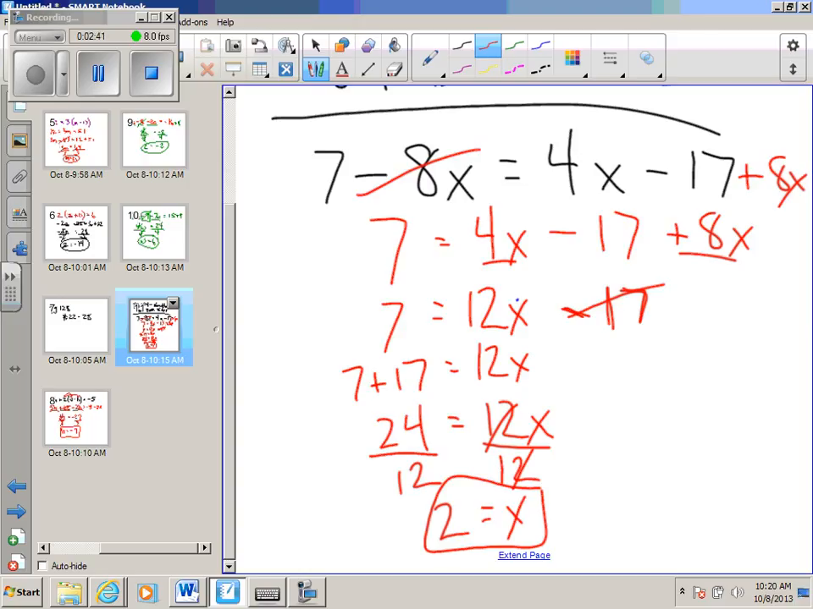It wouldn't matter. If we wanted to move that 4x and bring it over there, it still would have been fine. We still would have got a 2. As long as you do the opposites and you do the computation correctly, you're going to be fine.